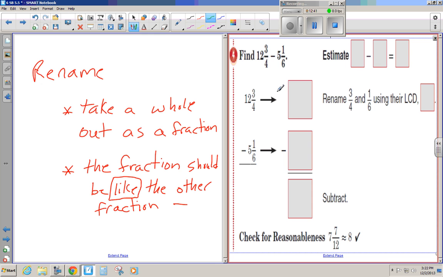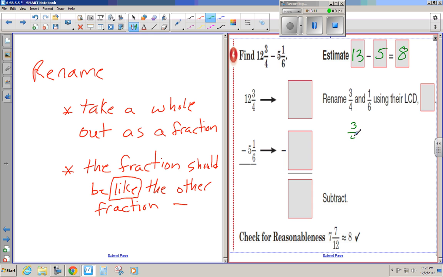So let's try this one. Well, we need to estimate to make sure. 12 and 3/4 is approximately 13. 5 and 1/6 is approximately 5. Subtraction gives us 8. Our answer should be close to 8. So 12 and 3/4. Well, let's rename 3/4 and 1/6 using their least common denominator.